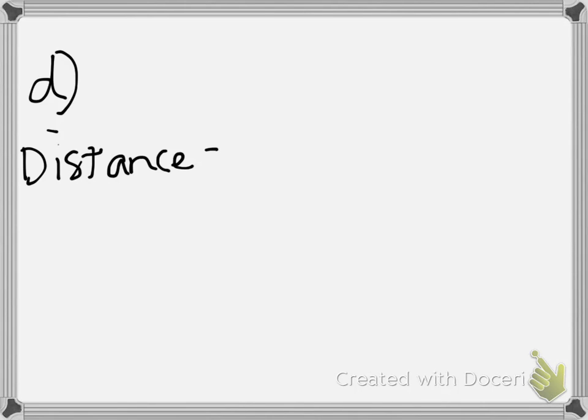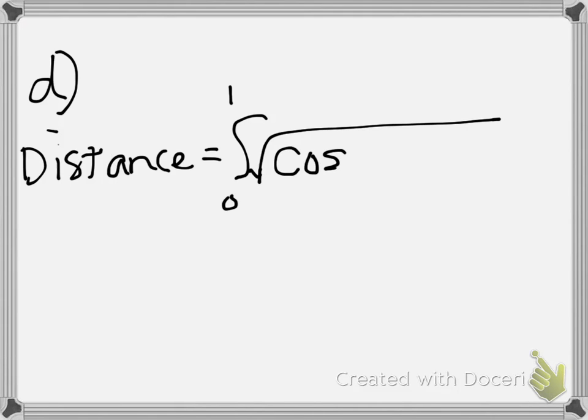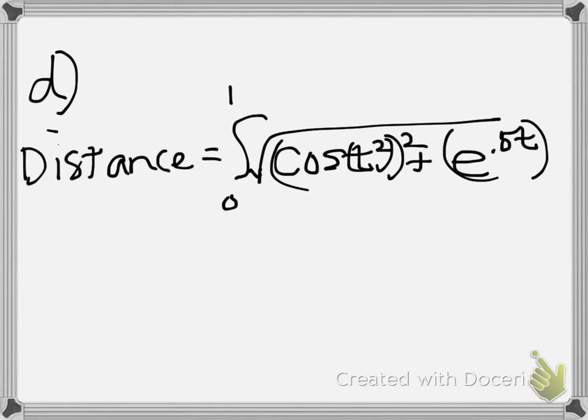Part D, distance traveled. Distance equals the integral from 0 to 1 of the square root of cosine of t squared, squared, plus e to the 0.5t, squared, which is the same as, if you want to eliminate the 0.5 in the square, just e to the t, dt. Punch that in the calculator, we get 1.595.